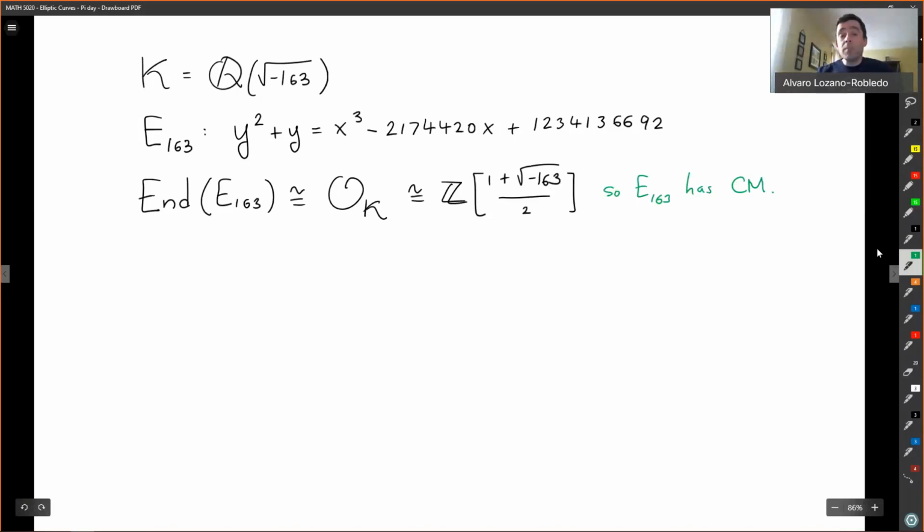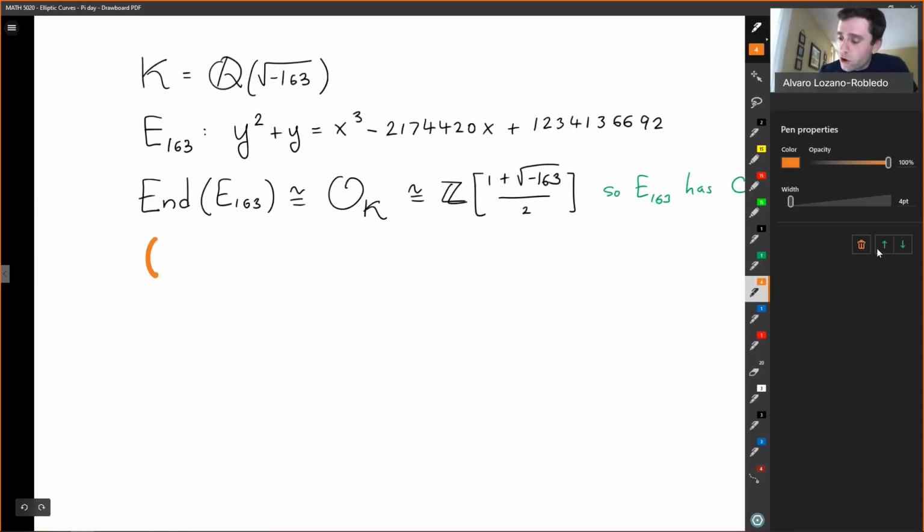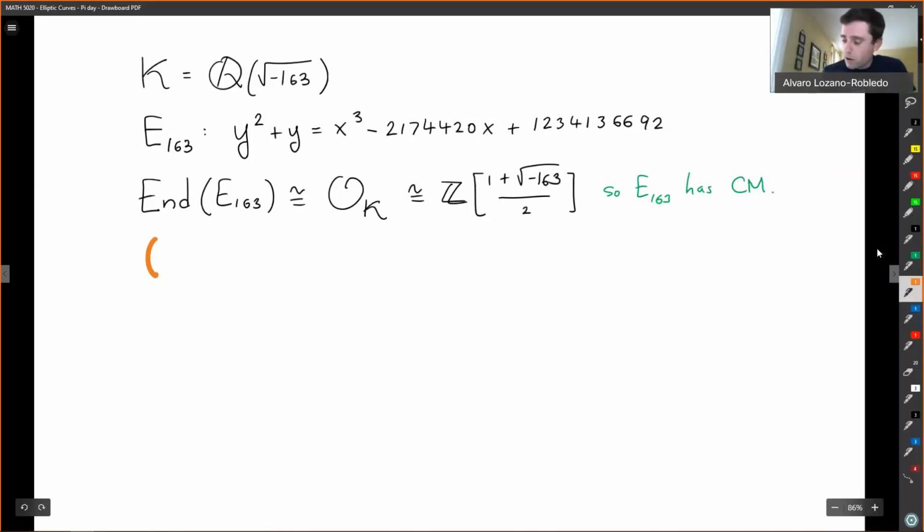Elliptic curves with complex multiplication have an interesting property, which we will not see in this class, but we'll talk about. We will talk about potential good reduction later on in the class. But one fact about elliptic curves with CM is that the elliptic curve has potential good reduction at all primes.